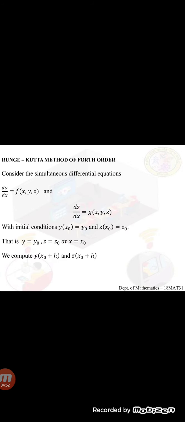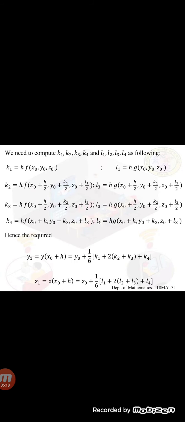Then the Runge-Kutta method of fourth order. Consider the simultaneous differential equations f(x,y,z) and g(x,y,z), that is dy/dx and dz/dx, with initial conditions y0 and z0 at x = x0. So we compute y(x0 + h) and z(x0 + h). We need to compute k1, k2, k3, k4 and L1, L2, L3, L4 as follows. As you studied in module 4 for the RK method, there we had only one differential equation, so we computed k1, k2, k3, k4.